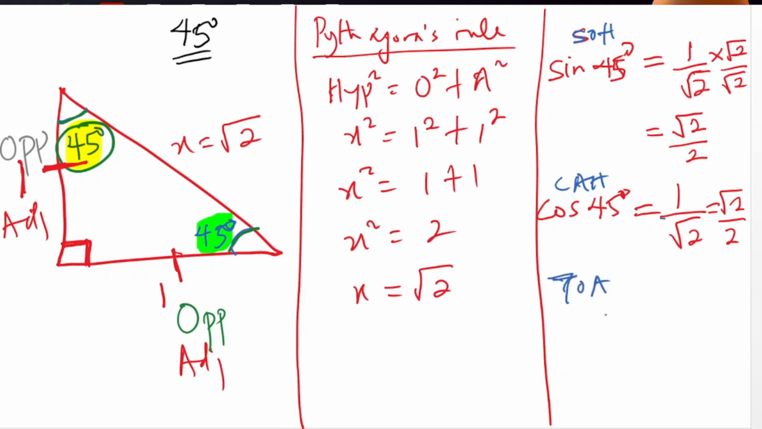All right, and that has to do with tan 45 degrees. We're still going to come back to this, and that is TOA. TOA means opposite over adjacent. The opposite is 1, the adjacent is 1, which means tan 45 is what? It is 1. 1 divided by 1 is 1. So you can see this now.